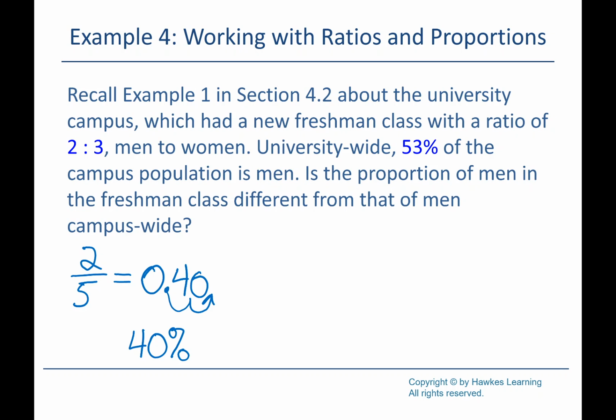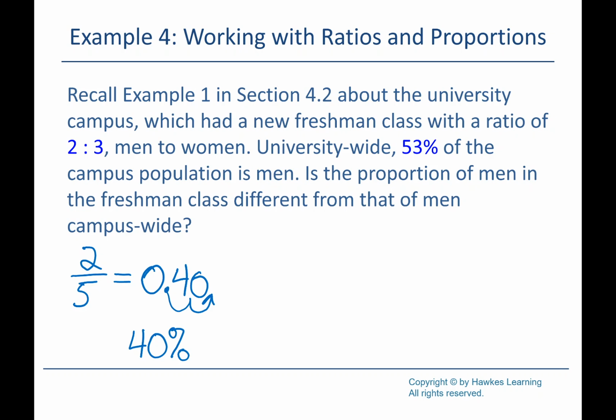Does it make sense how I messed up to start with? How we can't just use 2 to 3 because here we're looking at men to women, and we want to look at men to the total. So we got to add these two together. Because 53% is saying 53 men out of 100 people. That's what that's saying.